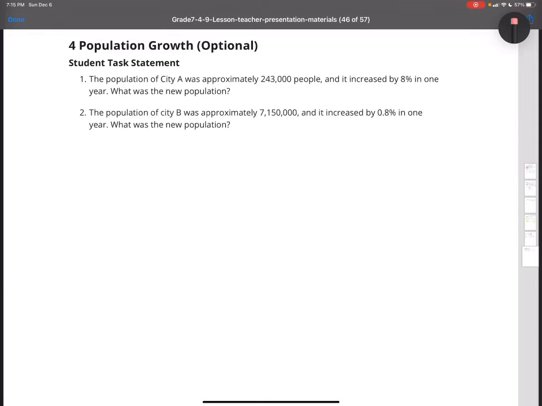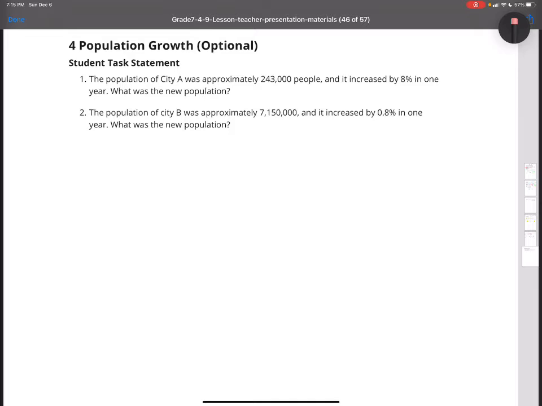All right, guys, let's look at question 4 called population growth. It says the population of City A was approximately 243,000 people and it increased by 8% in 1 year. What is the new population?